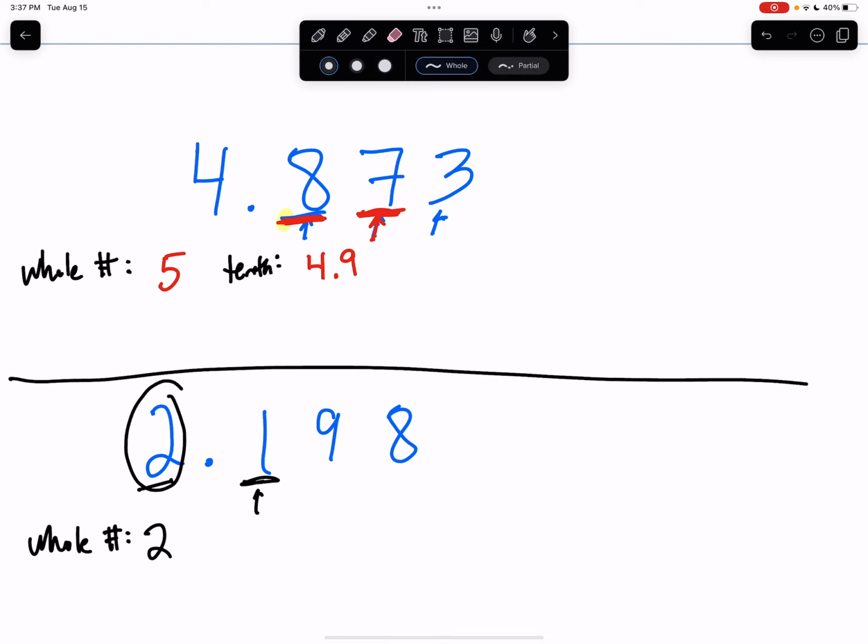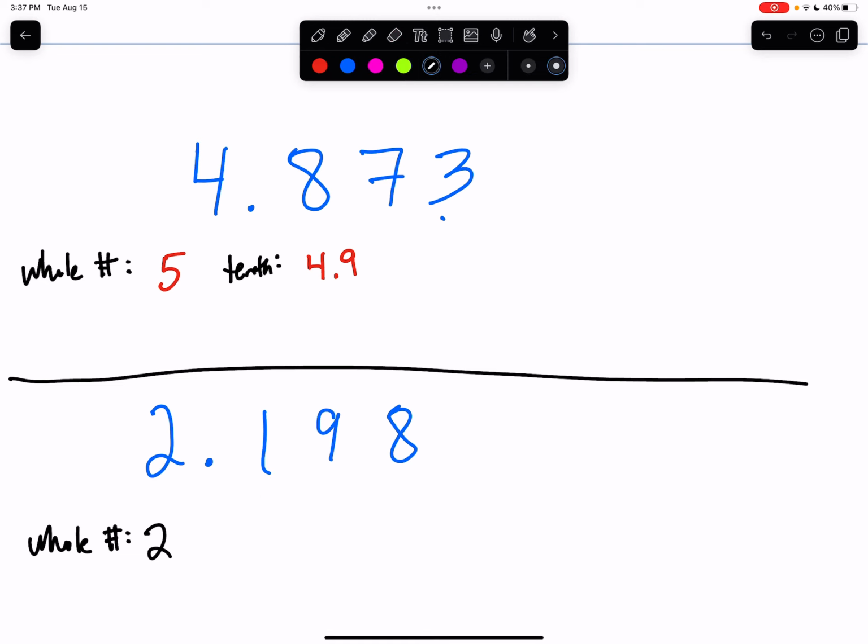Now let's do this same sort of thing for this region down here. If I wanted to go to the tenth again, what would I do? I would say, okay, I'm considering the nearest tenth, so I'm going to look 1 to the right. I'll look at the hundredths. Is that 5 or greater? Well, 9 is certainly greater than 5, so I'm going to bump this up. 2.1 is going to go up by 1, to 2.2. That's 2.198 to the nearest tenth.